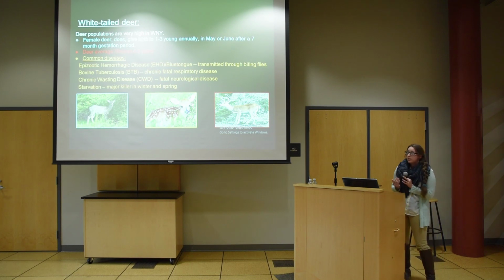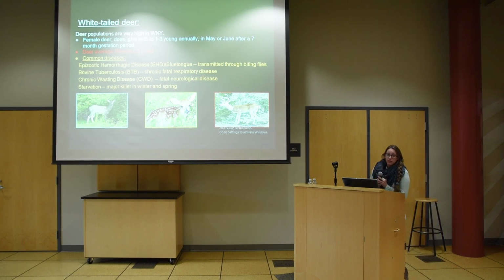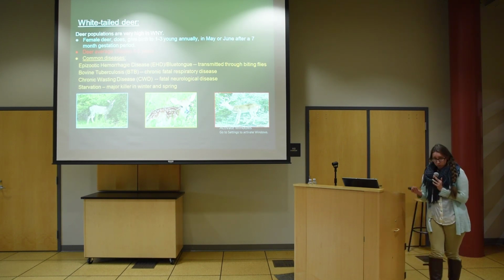And typically what you can see them die of is bluetongue, which is typically when a fly comes in contact with them and bites them, as well as bovine tuberculosis, which is a chronic fatal respiratory disease, as well as chronic wasting disease, which isn't very common in this area, but it can happen in deer, and this is a fatal neurological disease. But the most impact that we see is starvation. Since the plants are starting to die in the wintertime and they're not regenerating fast enough in the springtime, it is a major factor of why these deer do not have a long lifespan compared to deer in captivity.